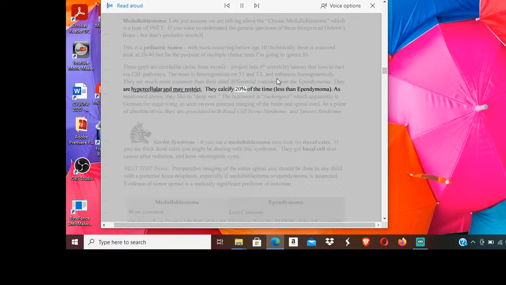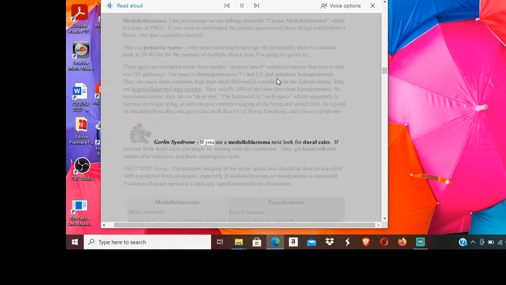They calcify 20% of the time, less than ependymoma. As mentioned above, they like to drop met. The buzzword is Zuckerguss, which apparently is German for sugar icing, as seen on post-contrast imaging of the brain and spinal cord. As a point of absolute trivia, they are associated with basal cell nevus syndrome and Turcot syndrome.